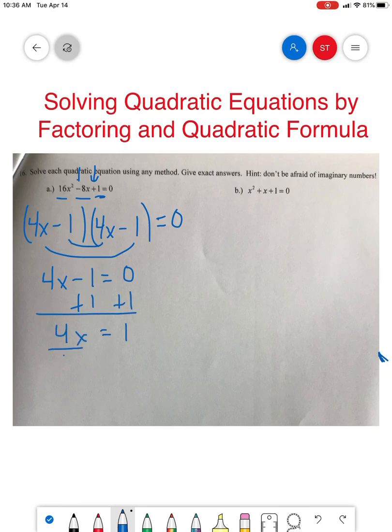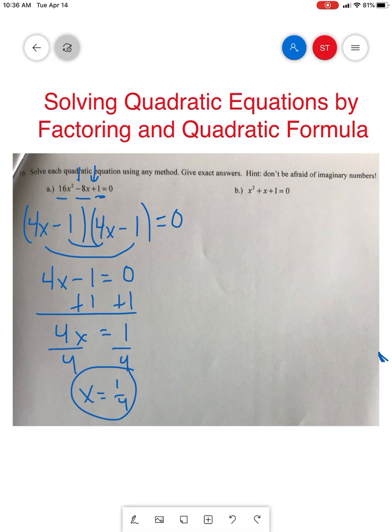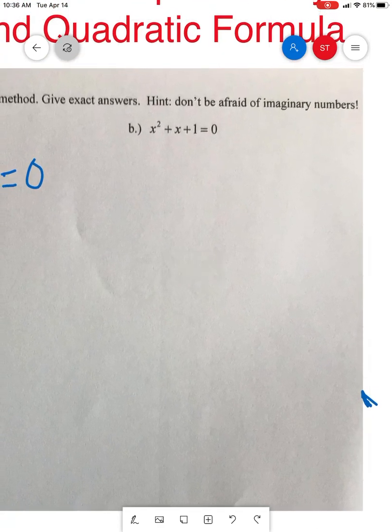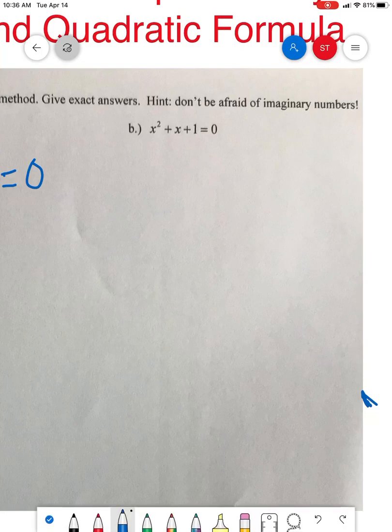4x equals 1. I divide by 4, x equals 1/4. That would be a lot easier than doing the quadratic formula. But sometimes you must use the quadratic formula, like this guy right here, because you could try and factor that and you'll never be able to do it. So, well, what is this right here? Don't be afraid of imaginary numbers. Yeah, I agree. Imaginary numbers, they're people too.